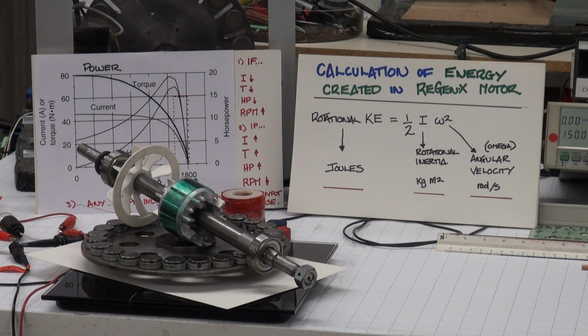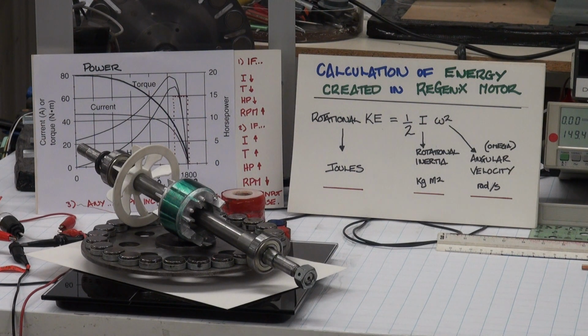In this demonstration today, we're going to be calculating the amount of electromagnetic field energy that is created in the ReGen-X motor. It's the created electromagnetic field energy that is responsible for acceleration of the ReGen-X motor. There is no external energy supplied to the motor when it's accelerating. All the acceleration is coming from internally created electromagnetic field energy.